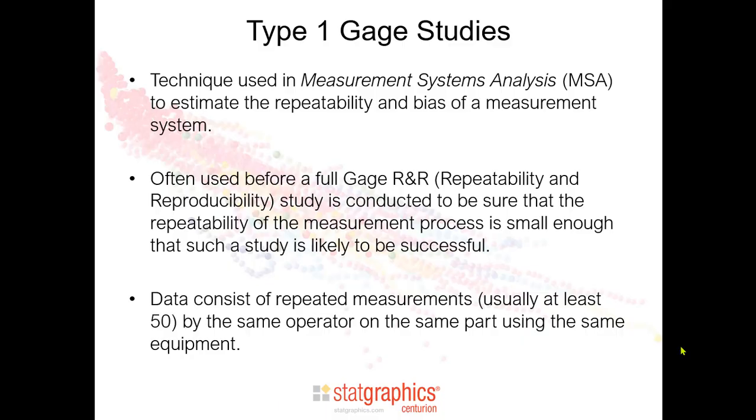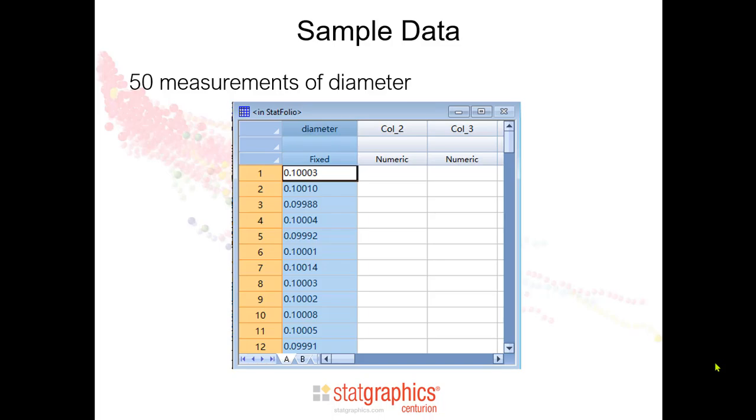The data for a Type 1 gauge study consist of repeated measurements, usually at least 50, by the same operator on the same part using the same equipment. As an example, we will consider 50 measurements made of the diameter of a golden sample. That is, an item for which the actual diameter is known.